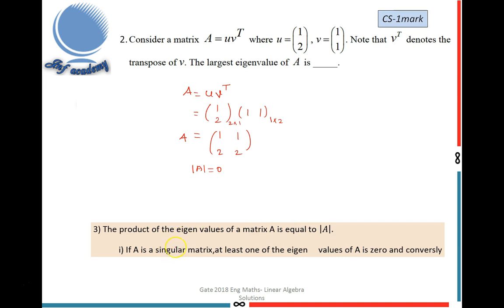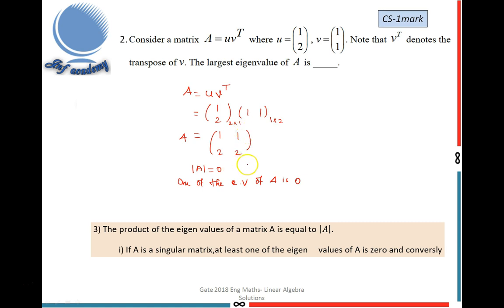So if A is a singular matrix, singular means determinant A equal to 0, at least one eigenvalue of A is 0, and conversely. So determinant A equal to 0, then at least one eigenvalue of A is 0. But we have to find the largest eigenvalue of A. So here I find the other eigenvalue.